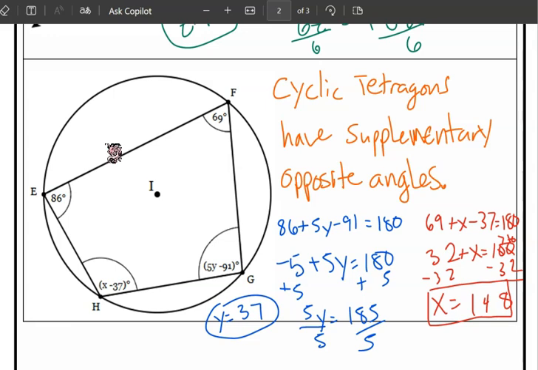Let's evaluate these. 148 minus 37, 111 degrees. And then 5 times 37 minus 91. That's going to give us 94.